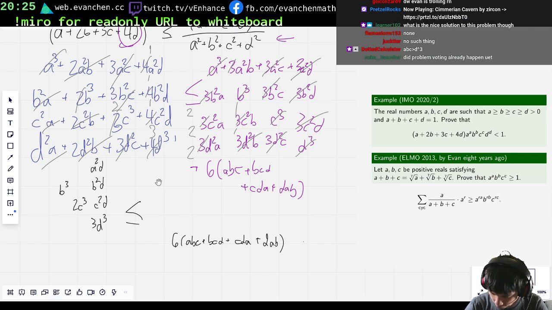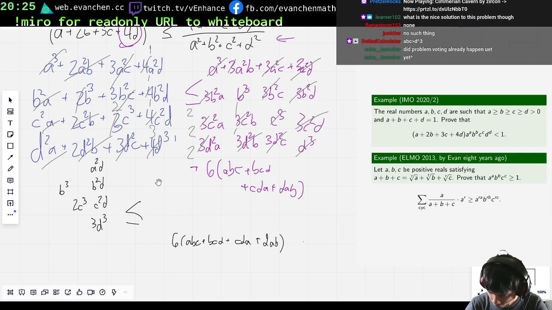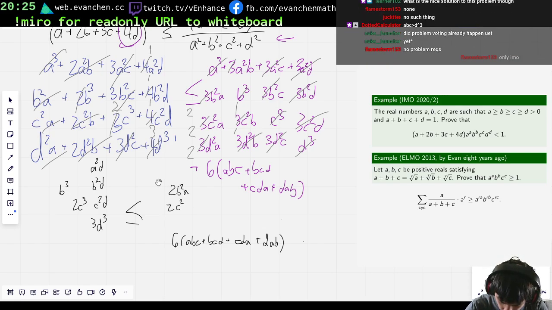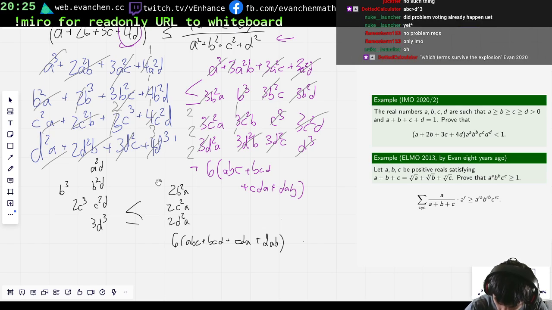Which things are still alive? The stuff on the lower left, right? So there's 2b squared a, 2c squared a, 2d squared a, c squared b, d squared b. Where's the last thing? A squared b.